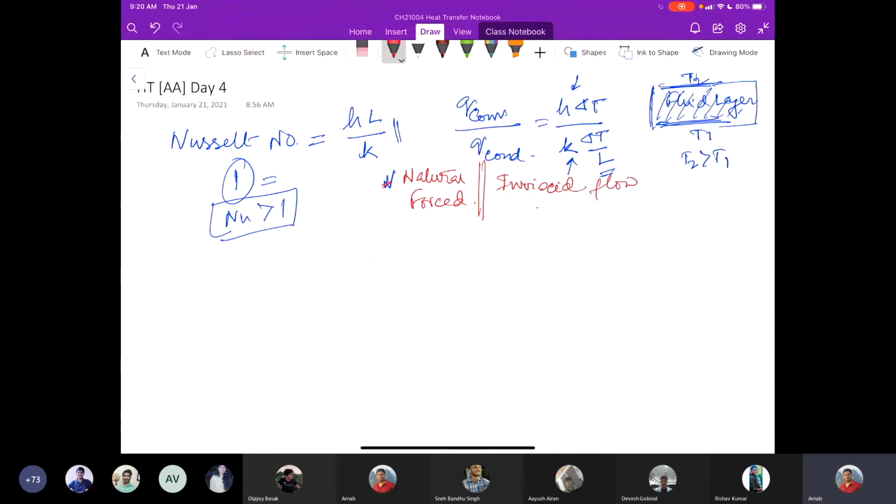Or inviscid flow. Do you know what that means? Sir, I have one doubt. You said that if we take the ratio of convection and conduction, we get the Nusselt number, right? And that convection includes both conduction and advection. This mechanism, remember, it's not literal, the mechanism involves both.